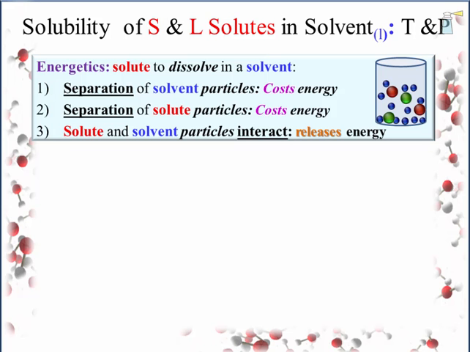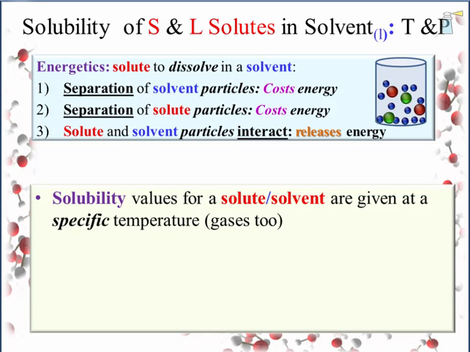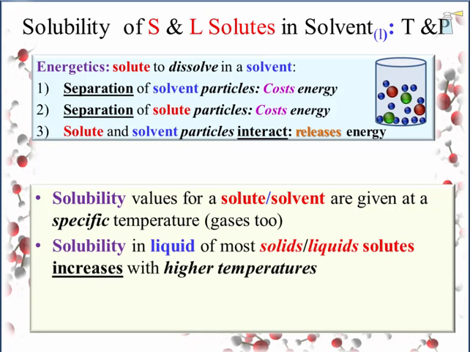In all cases, the solubility of a particular solute-solvent mixture is given at a specific temperature. It is usually noted alongside the saturation concentration. Solubility in liquid of most solid and liquid solutes increases with higher temperatures. This is because at higher temperatures, the particles in the pure solvent and the pure solute have more thermal motion and therefore find it easier to overcome some of their intermolecular bonds. That is, the energetic costs of steps 1 and 2 go down with temperature.